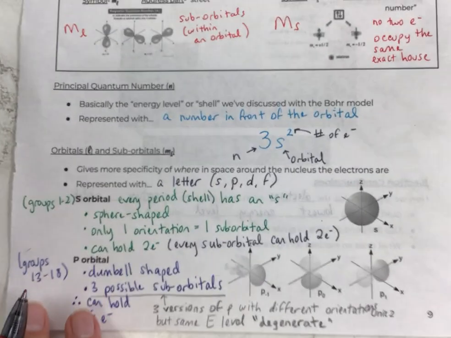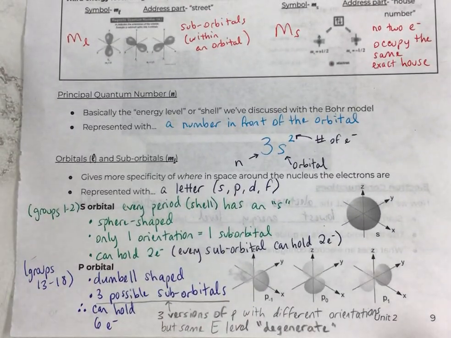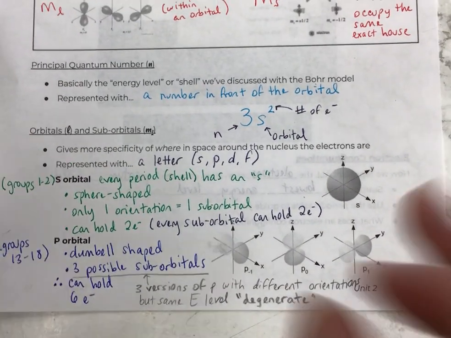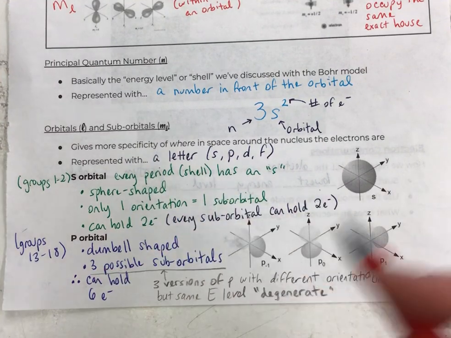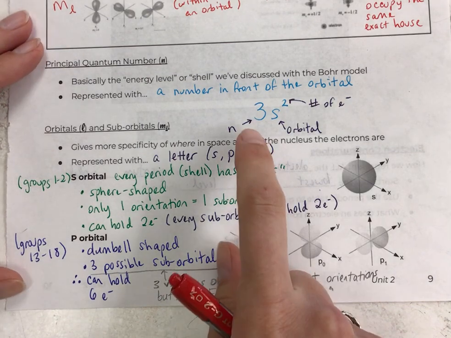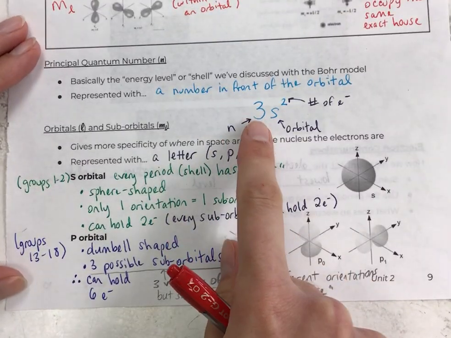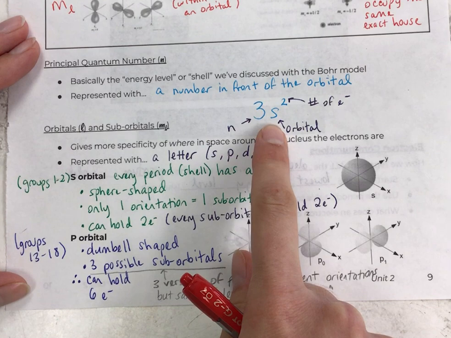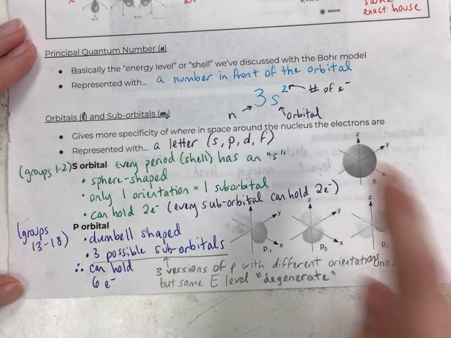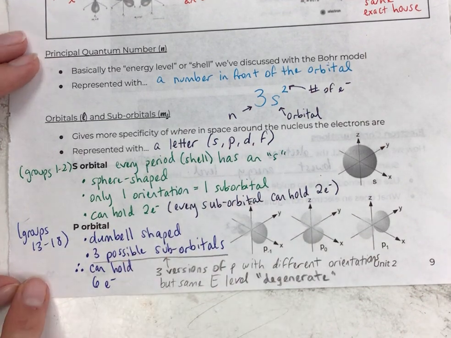Let's learn a little bit more about n, l, and then our magnetic and spin. So my n, the most specific we get with Bohr, is the energy level or the shell you've already learned about. It's represented with a number in front of the orbital. So there's my principal quantum number here, my orbital s, which is my next level, and then the number of electrons that we can find in that. We'll learn more specifically which numbers in the next section.